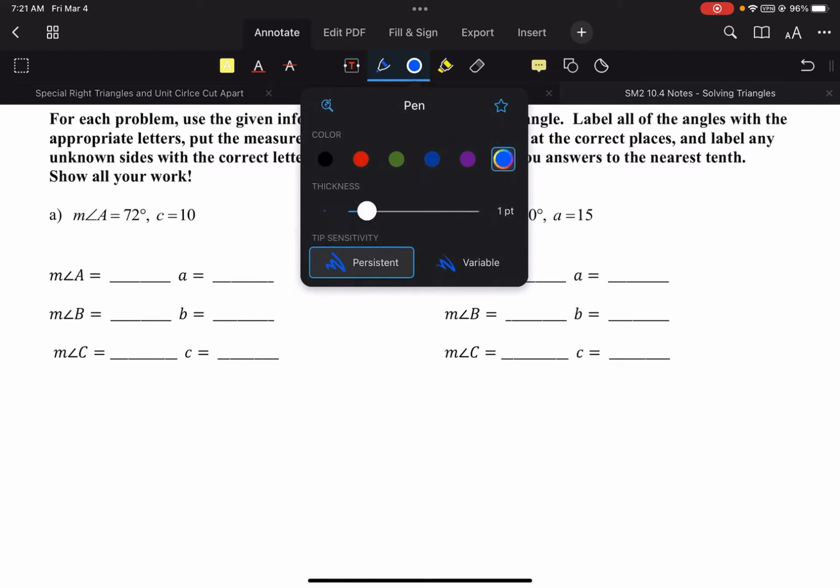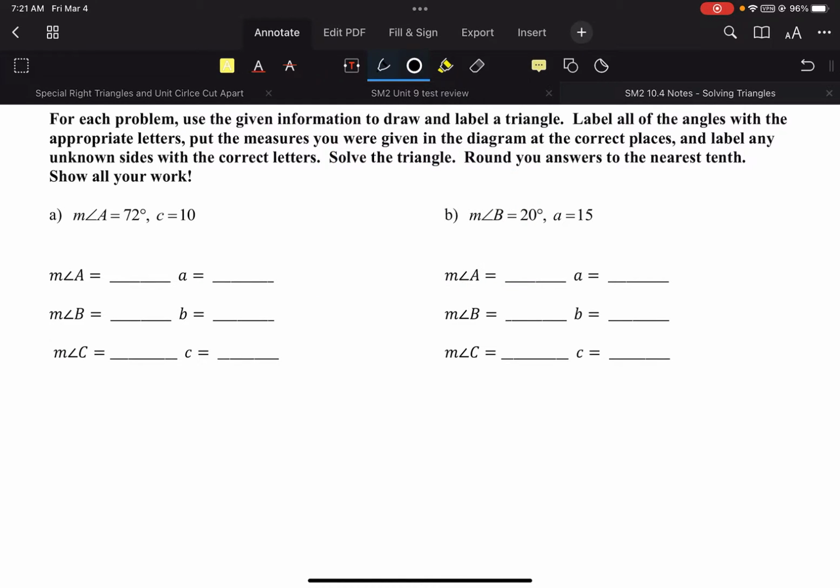Finish up these 10.4 notes. The next section is actually pretty similar to the last one. What you're going to see is I'm going to be giving you just a little bit of information, and I'm not giving you the picture of the triangle. I'm going to say the measure of angle A is 72 degrees, and the side length C is 10. And what we're going to do is draw the triangle and then solve it.